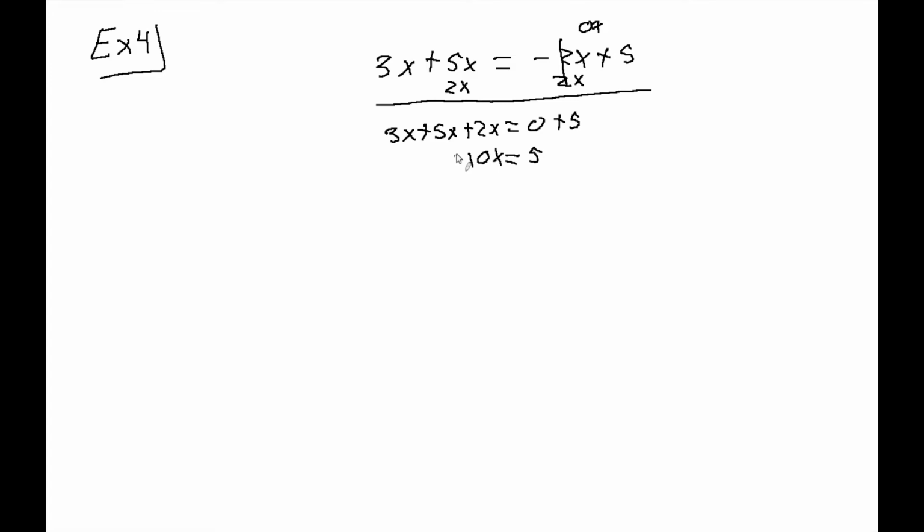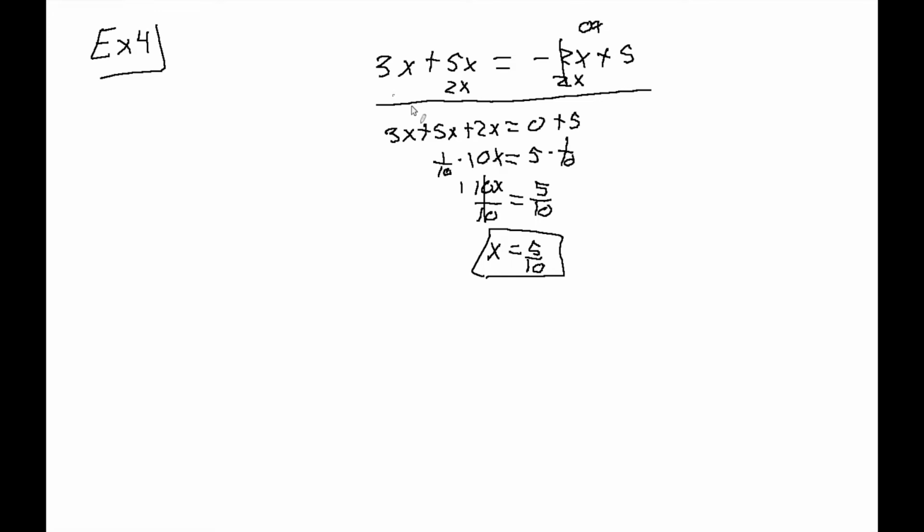Now we can isolate the x. We have the 10 here being multiplied, so we have to divide both sides by 10. Go ahead and do that. 10x divided by 10, and 5 divided by 10. We know 10 divided by 10 is 1, so we get x equals 5 over 10, which would be our answer. So let's plug this 5 over 10 into our original equation.